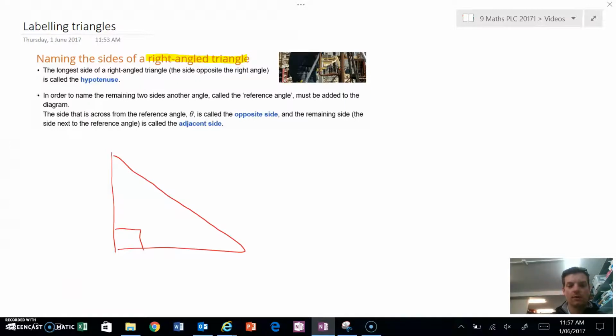Now we can obviously reorient the triangle to be in a different form. So it could be flipped on its side like so. Once we've got a right-angled triangle, we can apply some trig rules to it.